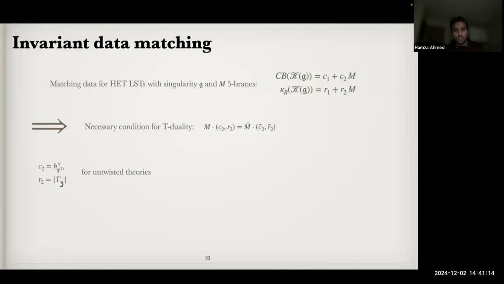So C2 and R2 are given by these group theory coefficients here for untwisted theories. And for twisted theories, we actually determined these in our paper via some field theory. A consequence of that was that kappa R and kappa P are actually not modified under the outer automorphism twist. Well, kappa P makes sense. It depends only on the base, so it doesn't matter. But kappa R also doesn't change under outer automorphism twists. And so this R2 doesn't change whether you twist the algebra or not.